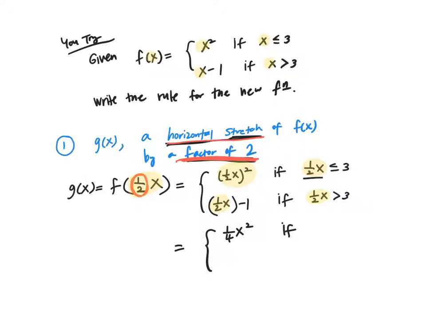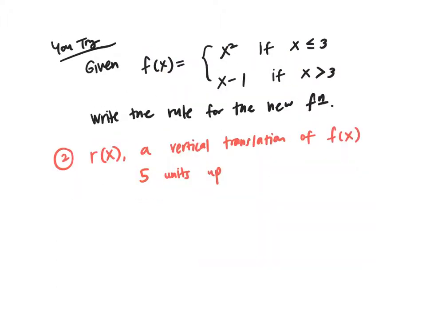For the domain, get the x by itself by multiplying by 2 on both sides: x is less than or equal to 6, or 1/2 x minus 1 if x, right, if you multiply by 2, is greater than 6, and that's going to be your final answer. Go ahead and try this problem.